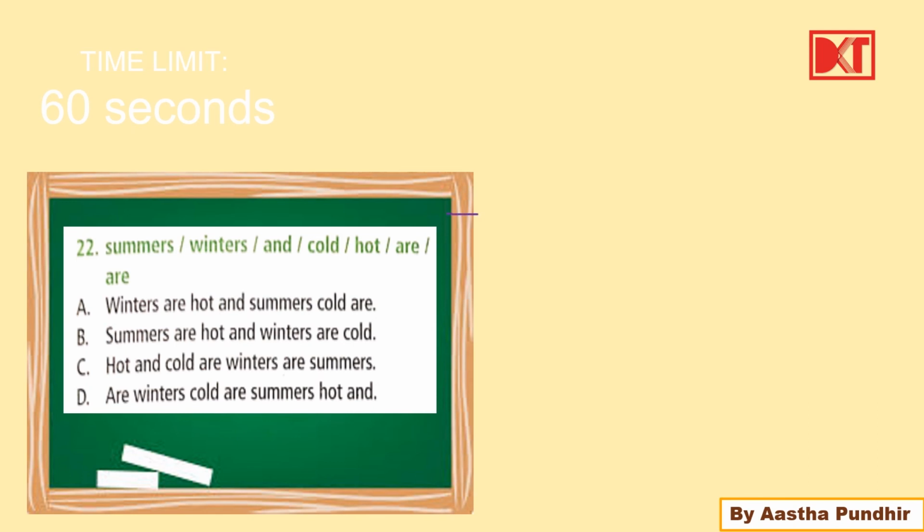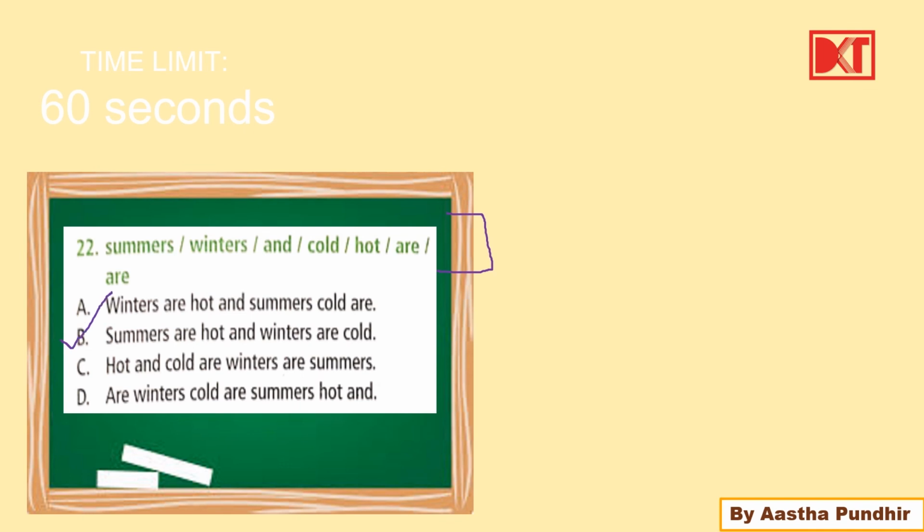The jumbled words are summers, winters, and cold, hot, are. This one seems easy. Let's see the options. A, winters are hot and summers cold are. B, summers are hot and winters are cold. C, hot and cold are winters are summers. D, our winters cold are summers hot and. Now here the correct answer, very simple one, is B.